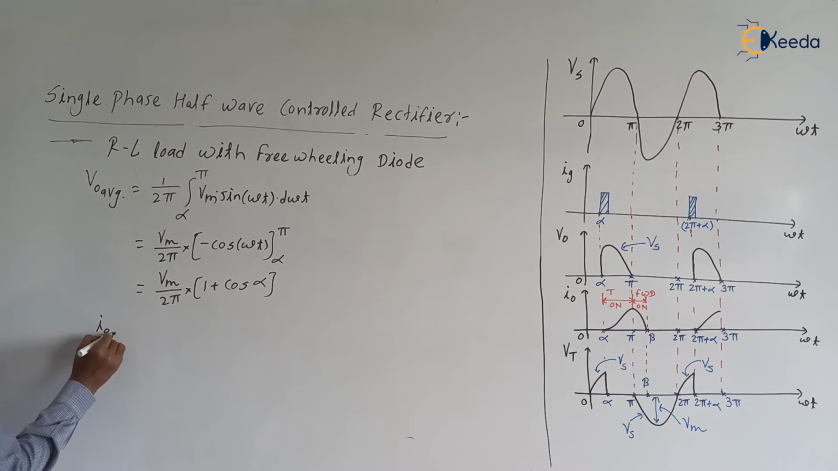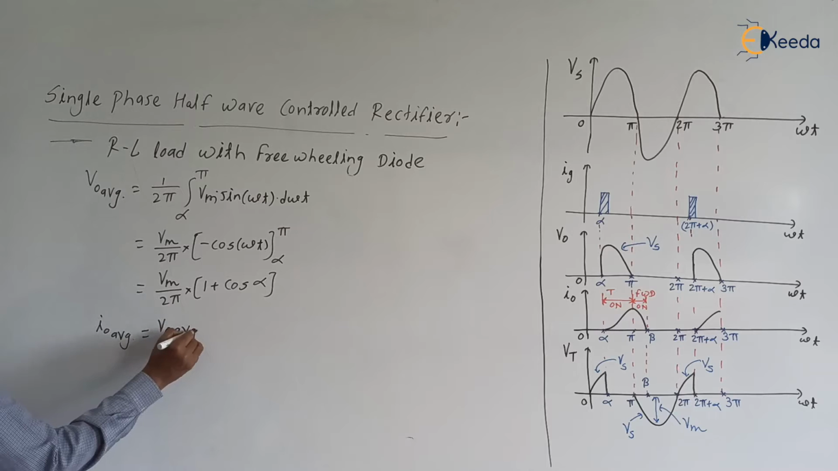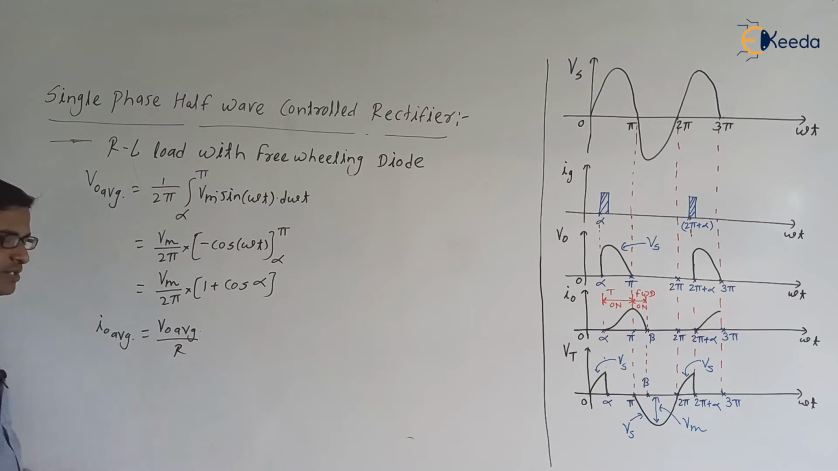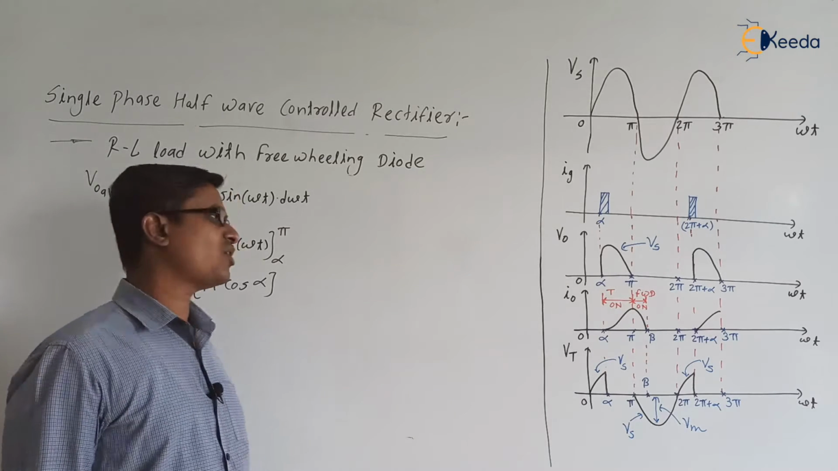Similarly, I0 average is equal to V0 average by R. Next, V0 RMS.